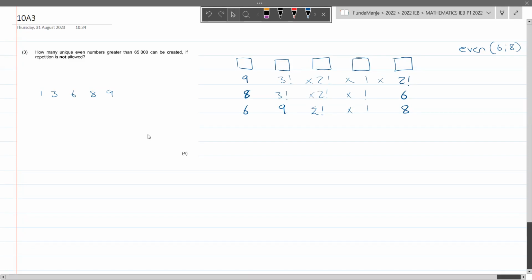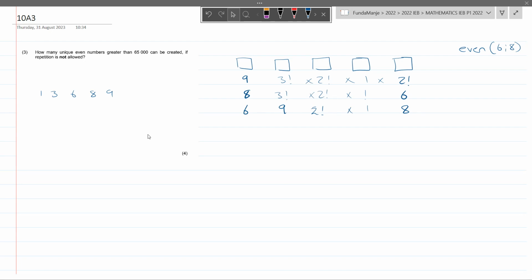Okay, question 3 says: how many unique even numbers greater than 65,000 can be created if repetition is not allowed? So we have this as our arsenal of numbers: 1, 3, 6, 8, 9. We need the numbers to be both even and greater than 65,000. So it means the first two values matter.